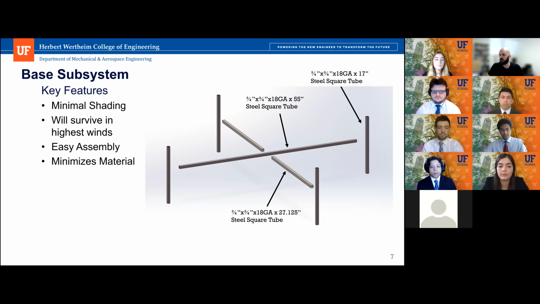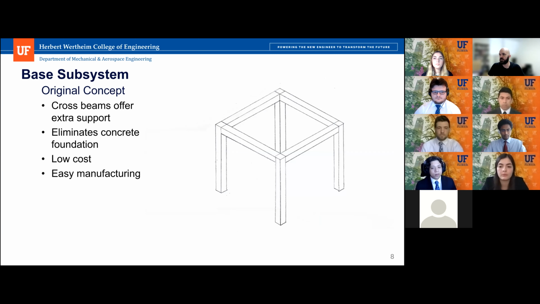Our base is designed low to the ground, yet wide enough to stop shading, yet small enough to maintain a small reflective to ground area ratio. It's made of a readily available steel tube, simply welded together and inserted into the ground. Next slide. Our design began life as a very simple table-like structure.